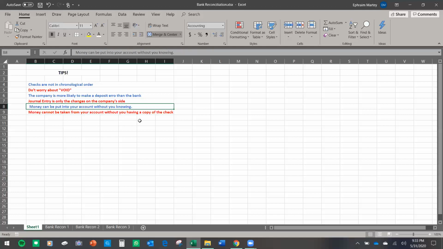Money can be put into your account without you knowing. That is, money can be deposited into your account, but money cannot be withdrawn from your account without you knowing. A random guy cannot just show up at the bank and say, I want to withdraw money from this person's account. But if he or she is a good Samaritan and wants to deposit money into your account, the bank will take it. The bank will not withdraw money from your account without a check or proof, meaning you have a copy of the check. So you need to remember these tips.